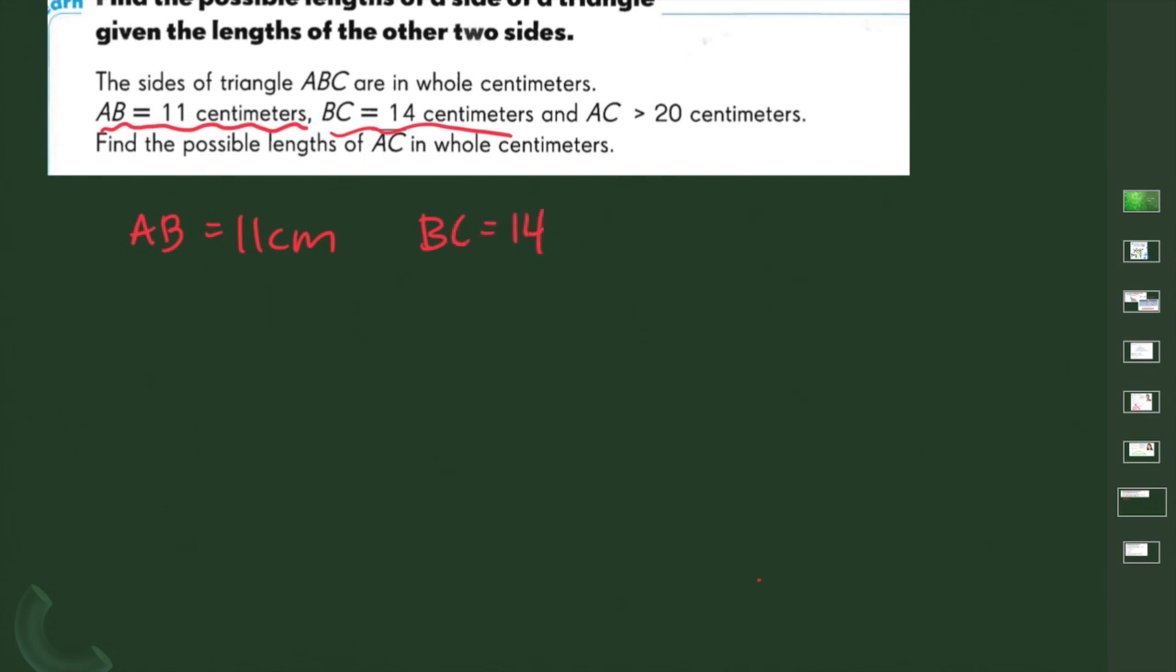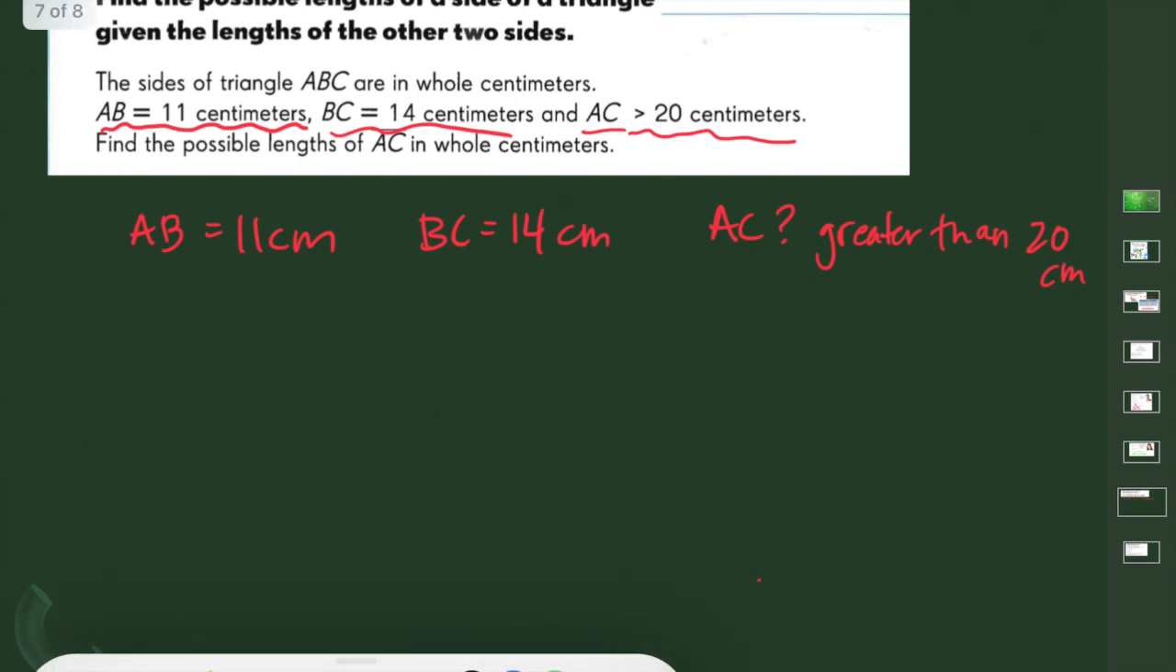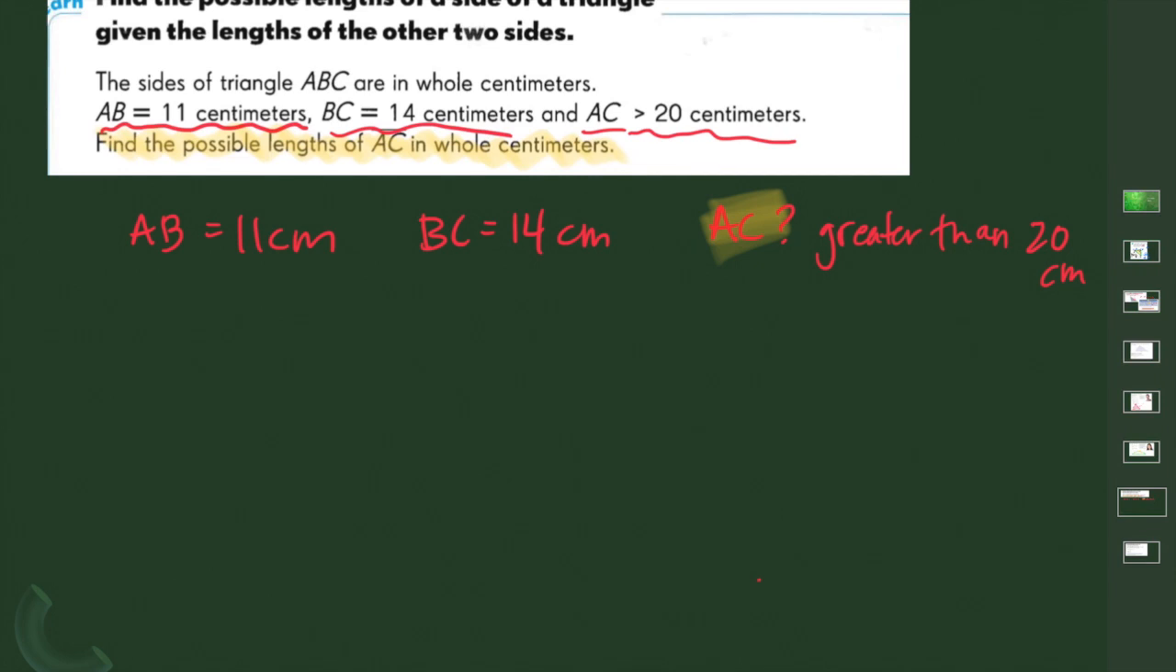BC is 14 centimeters, and we don't know the exact side length of AC, but we do know that AC is going to be greater than 20 centimeters. So our task is to find the possible lengths of AC in whole centimeters.